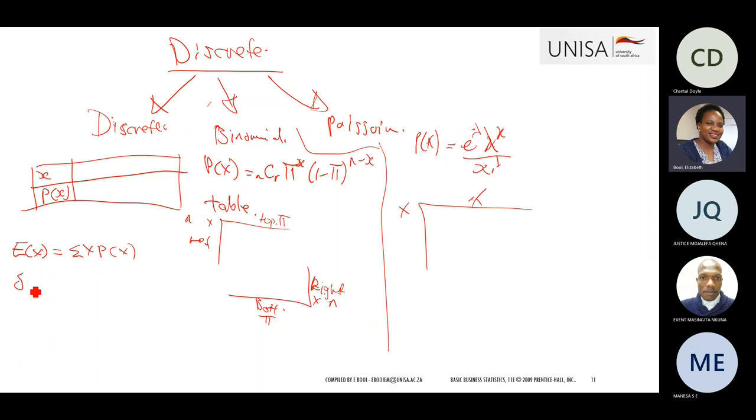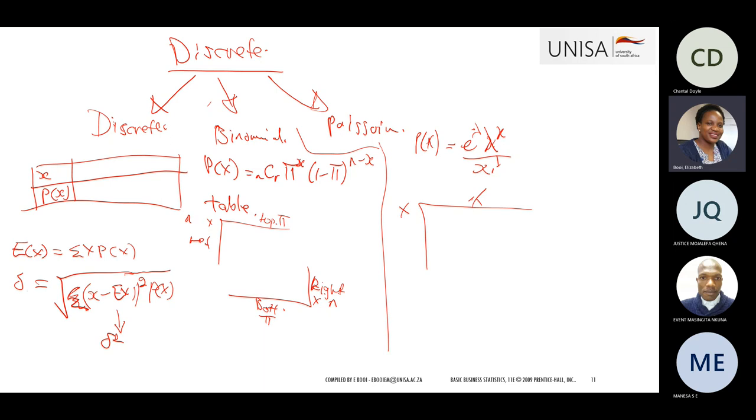You also are expected to know how to calculate the standard deviation of a discrete probability, or the variance. The standard deviation is the square root of the sum of your x minus your expected value, not your probability, squared, times its corresponding probability. Remember, whatever is underneath the square root is your variance, which is sigma squared. You need to know how to calculate each and every one of them.